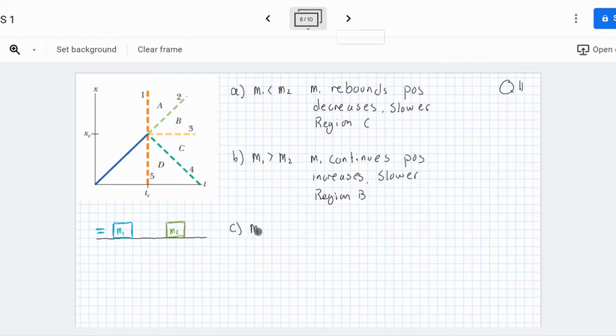And C says, what happens if M1 is equal to M2? Well, if M1 is equal to M2, we know that it hits and M1 stops and M2 continues on at the same speed. So, because M1 stops, its position is not going to change, so it's along line 3.